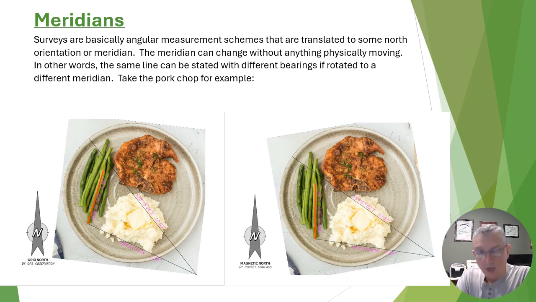Or the more common current practice, which I totally support and embrace, is trying to rotate to grid north, because that does not change, other than more than likely will change when the new meridians come out. So consider the pork chop. And don't get tripped up over bearings being different. It's just the way the plate's turned.